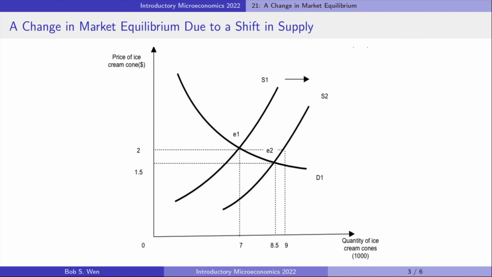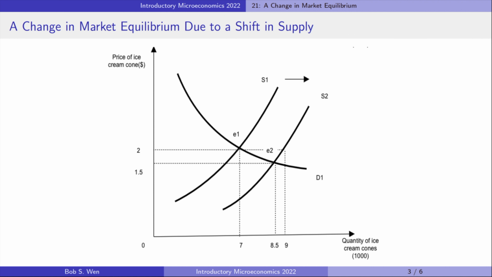First, the decrease in the input price shifts the supply curve of ice cream to the right from S1 to S2. The demand curve does not change because the lower input cost does not directly affect the amount of ice cream consumers wish to buy.